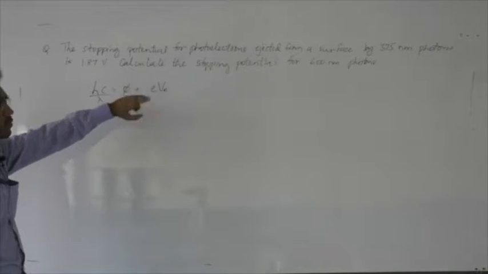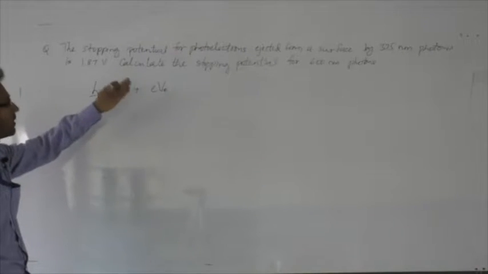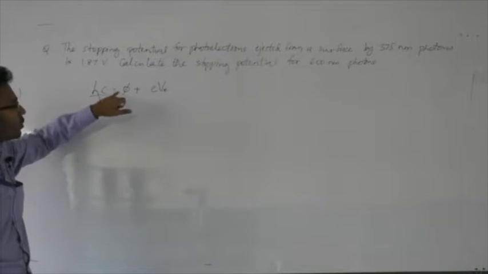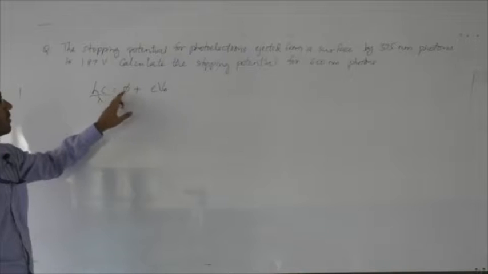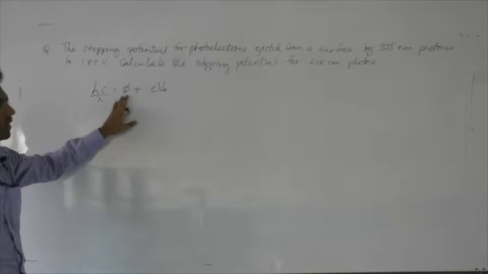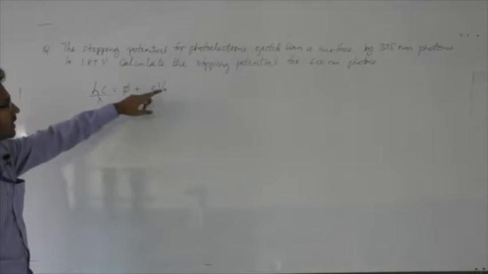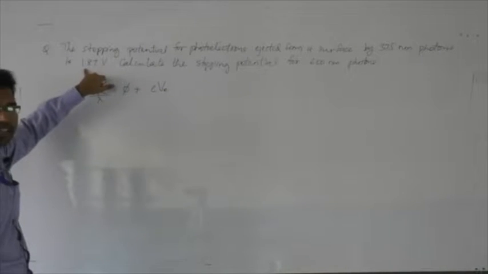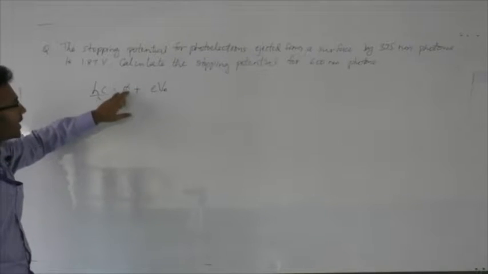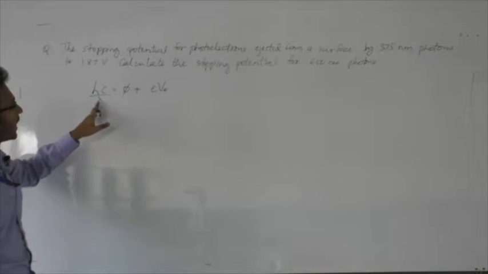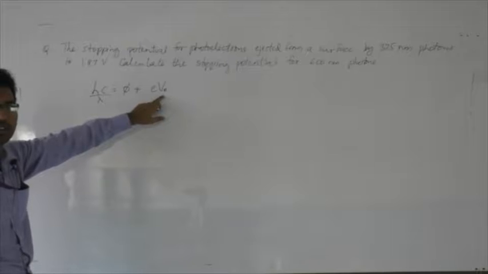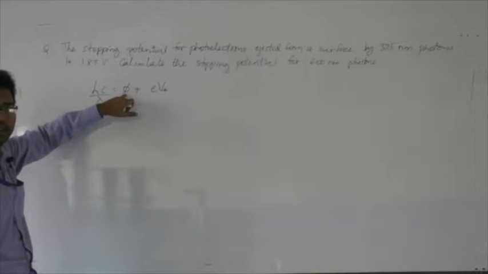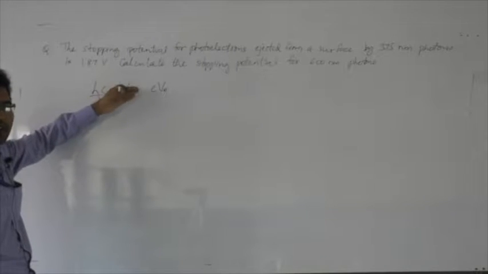Now there are two cases. We'll solve case 1 and case 2. In the first case, lambda is 375, hc we know, and V naught is also given. What we don't know is phi. So we take the first case, use the wavelength 375 and V naught 1.87 volts, and find phi. Then in the second case, lambda is 600 and we are supposed to find V naught, but phi can be taken from the value we got in the first case.